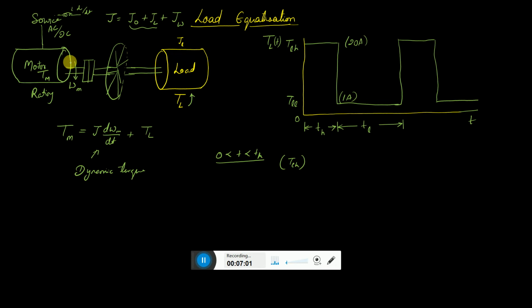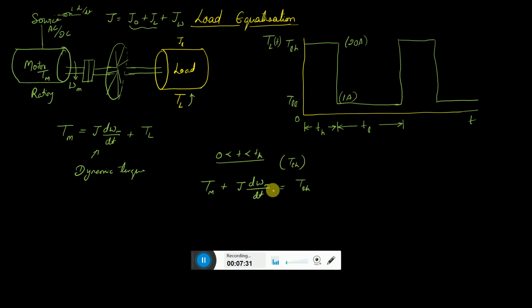Obviously there is a deceleration of the motor. The motor will get decelerated because earlier it was running at a steady state. Once it is decelerated, this dynamic torque quantity d omega by dt will be negative. If this is negative, we can write Tm, this negative on the left hand side, it will come and it will be positive. Now this is equal to TLH.